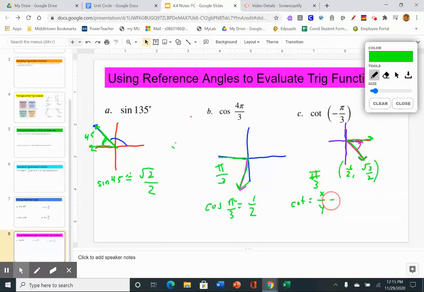So cotangent is x over y, so it's 1/2 over root 3 over 2, which is 1/2 times 2 over root 3, which ends up being 1 over root 3. Have to rationalize. Ends up being root 3 over 3. And that is going to be your cotangent.